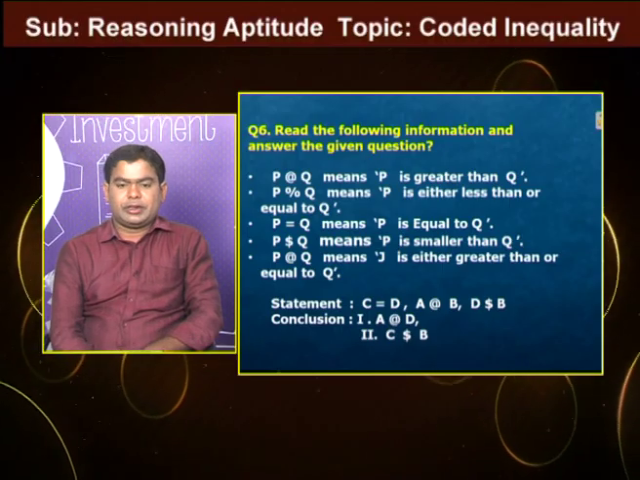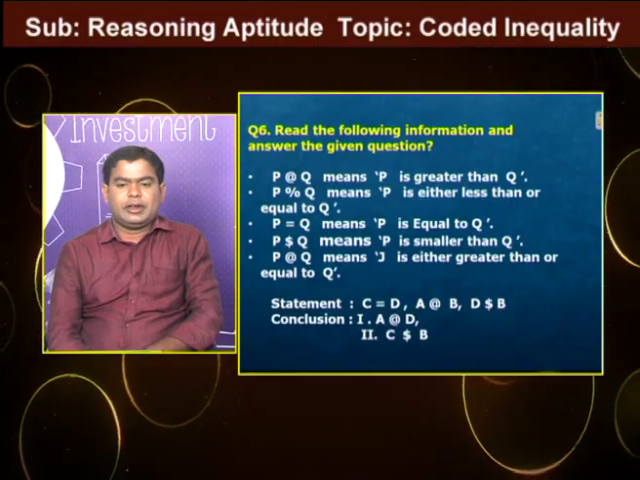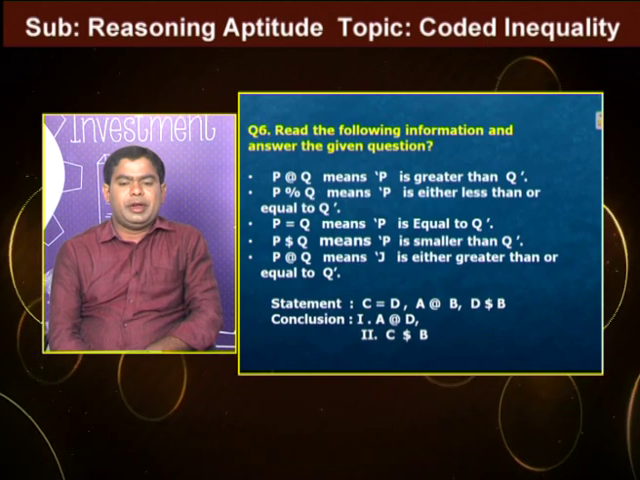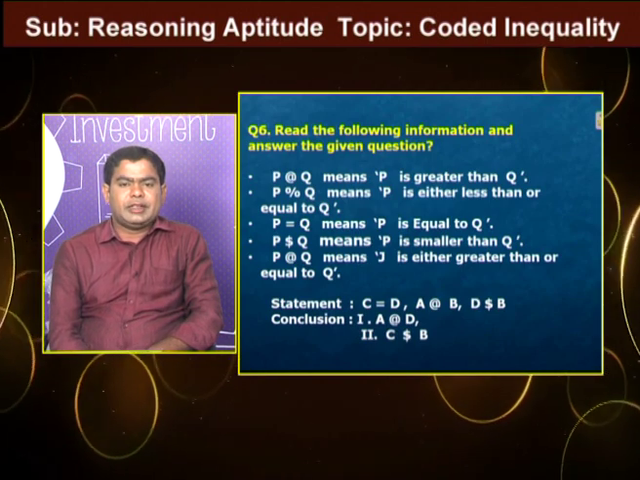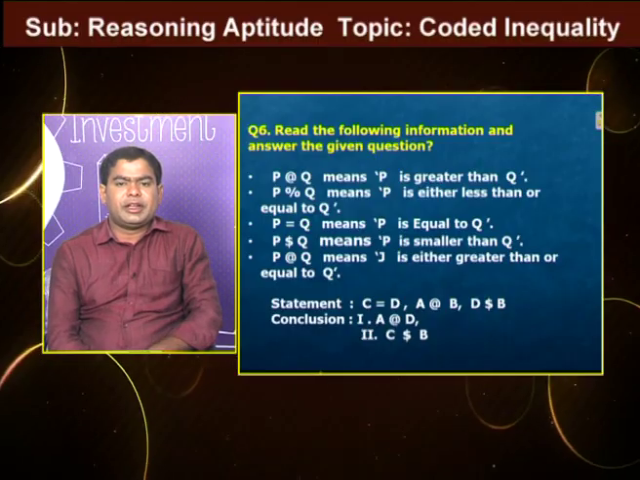Next we go to the sixth question. Read the following information and answer the given question. P @ Q means P is greater than Q. Here @ is denoted greater than, that means directly we take the greater than.